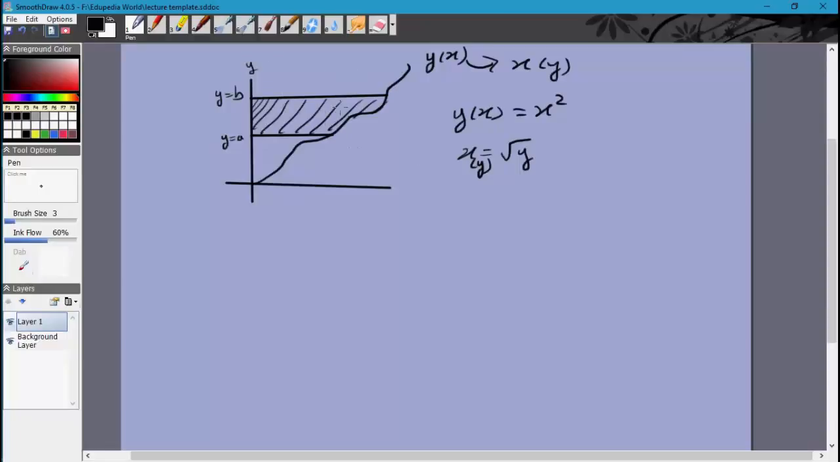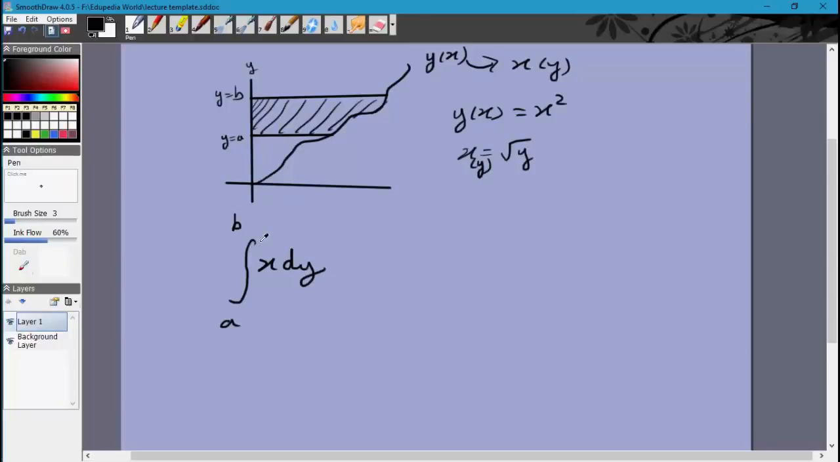So in this case, this area would be the integral from y is equal to a to y is equal to b of x dy, where x in this case is not root y because this isn't y is equal to x squared, but whatever this is from y of x, we can always get x of y, right? That gives us this sort of thing.